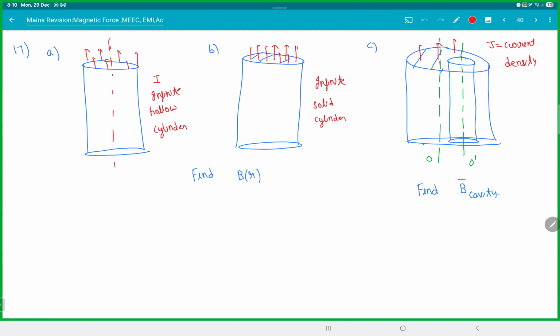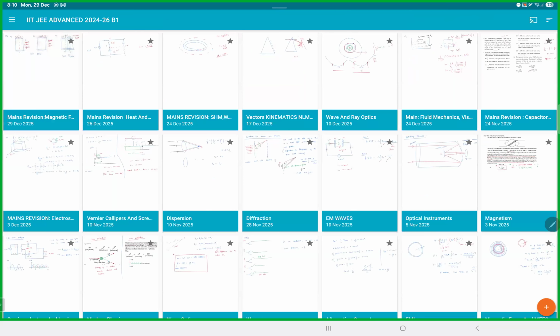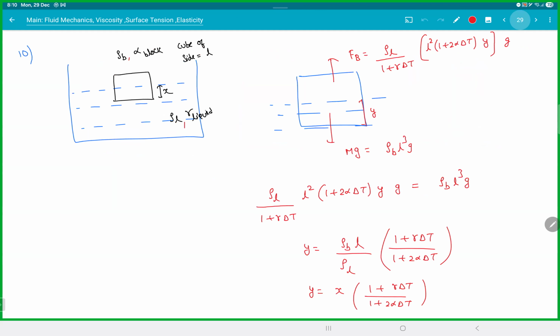What formula do we have to use? Magnetic energy density, 1 by 2 mu naught B square, where B is the field on the surface. For the solid cylinder, the formula is different. Mu naught J by 2 (R square minus X square), something like that you will get. In case you forgot, I taught you that in fluid mechanics.